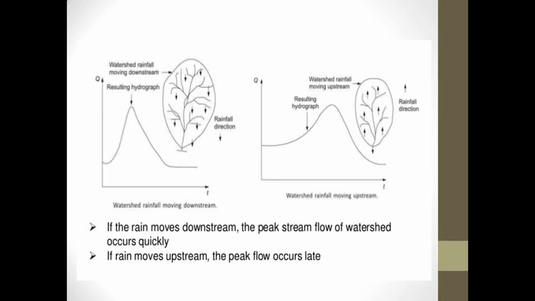Then this figure shows the watershed rainfall moving to the downstream side as well as the watershed rainfall moving to the upstream side. That means if the rain moves downstream, the peak stream flow of the watershed can occur quickly, and if the rain moves upstream, then the peak flow rate occurs very late. So these two figures comparatively show the peak flow rate that occurs during a short period or a longer time period, and due to that the watershed response occurs very quickly or very late.